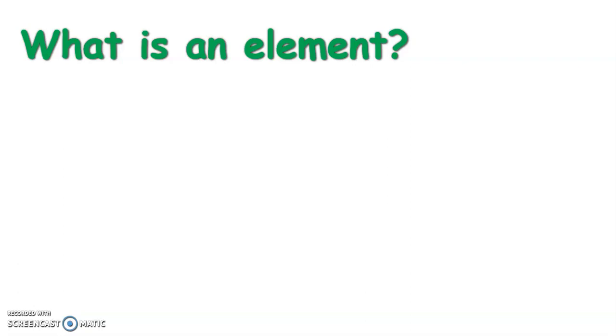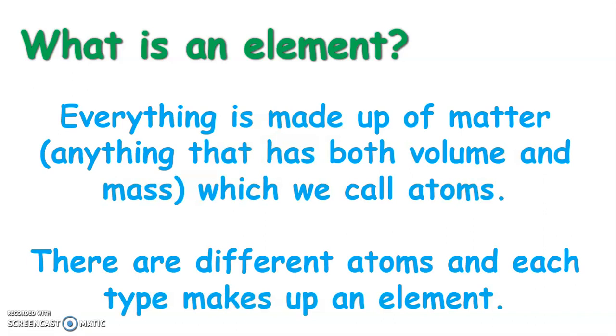Now, an element, as you should know, everything is made up of matter, so anything that has mass and volume is what we call matter, and all this matter is made up of what we call atoms. Now, there are over 100 different types of atom. Each one is an atom of a particular element. So if you have a particular element, it will all contain atoms of that type.